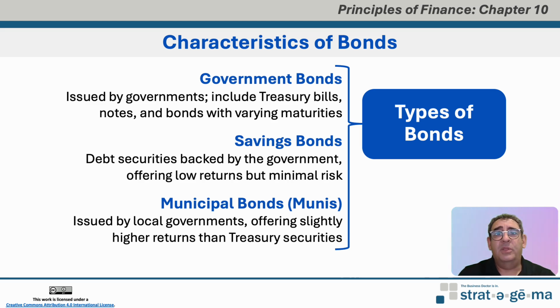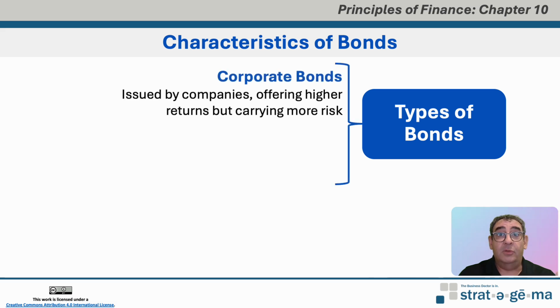and are common for municipalities to raise funds for infrastructure types of projects. There are corporate bonds. Those are issued by companies offering higher returns but carry more risk. So what happens is as you move up the ladder from the federal government to provincial to municipal governments and then to corporations, the return increases because the risk level increases.